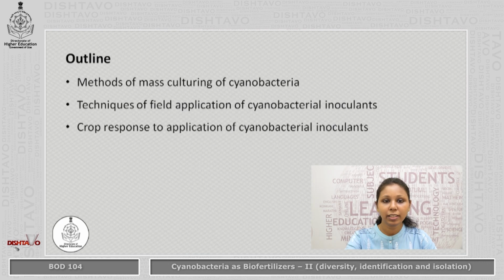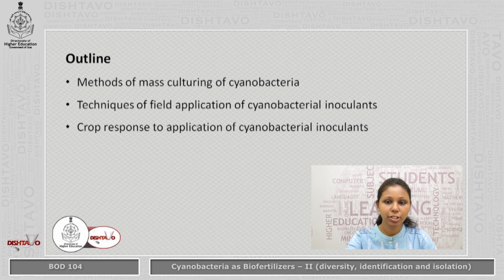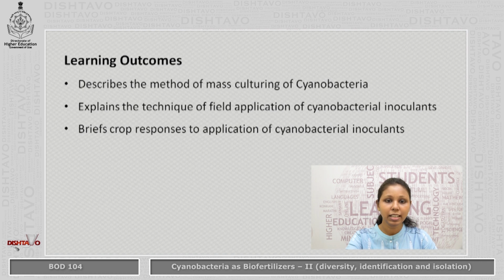Outline includes methods of mass culturing of cyanobacteria, techniques of field application of cyanobacterial inoculants, and crop responses to application of cyanobacterial inoculants. Learning outcomes: describes the method of mass culturing of cyanobacteria, explains the technique of field application of cyanobacterial inoculants, and briefs crop responses to application of cyanobacterial inoculants.